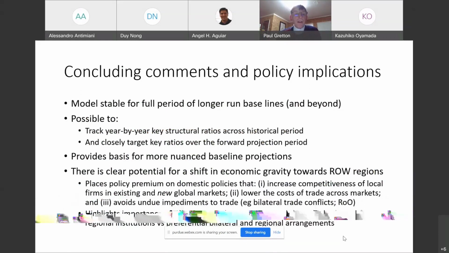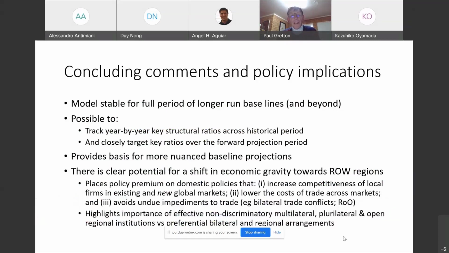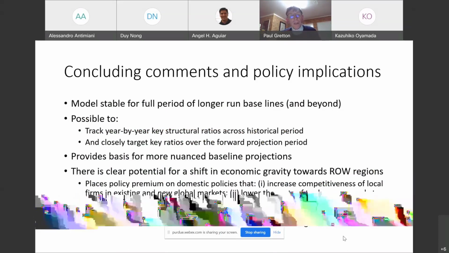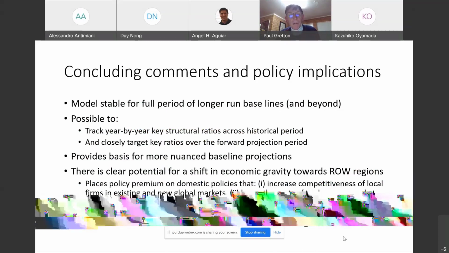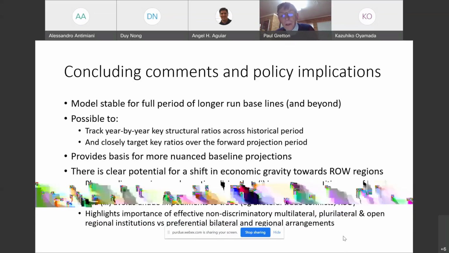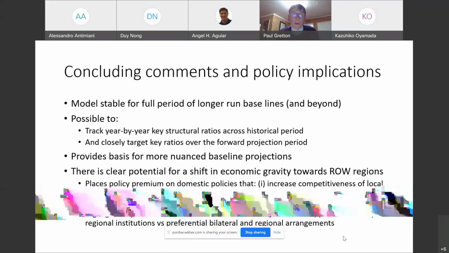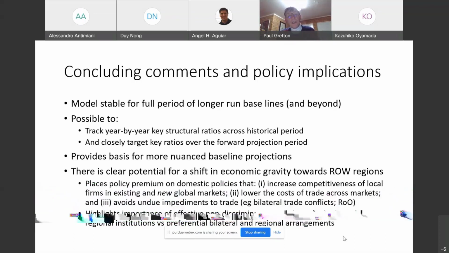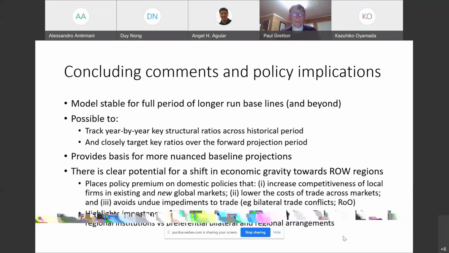Okay, so what I've got now is a stable model for longer run baselines and beyond. It's possible to track year-to-year trades in clear structural ratios and give forward projections, provides a basis for more nuanced macro projections, and there's a clear potential for economic gravity to shift with the rest of the world, which has substantial policy implications, particularly around preferential arrangements relative to multilateral arrangements. So there's a methodological element to this, but there's also at the end some strong policy element. Thank you very much, Alessandro.